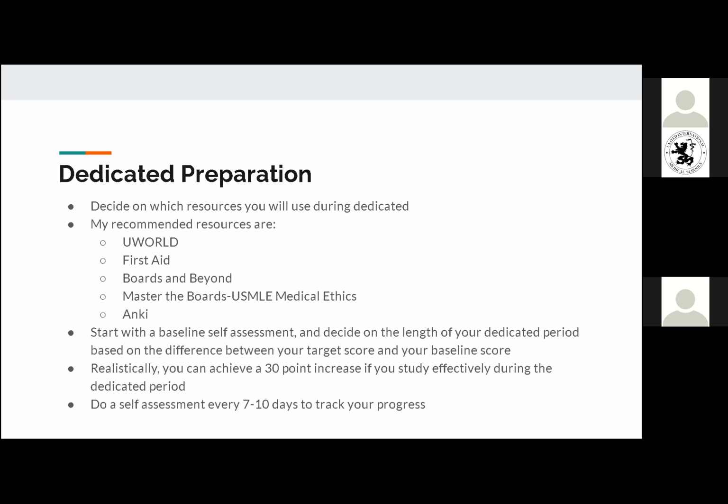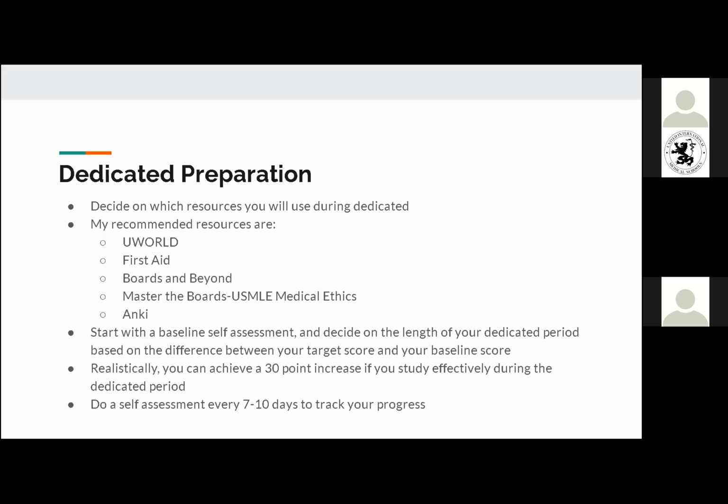Realistically, I think most people, if they study really well, can achieve a 30-point increase between their baseline score and their actual score in the USMLEs. People, of course, have achieved a higher increase, so I'm not saying that 30 is the maximum. But I think realistically for most people, if you study really well during your dedicated preparation, you can increase by 30 points compared to your baseline. This should take around 30 to 60 days. Any more than 60 days, I think, is not that useful.